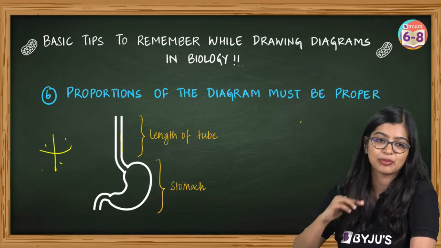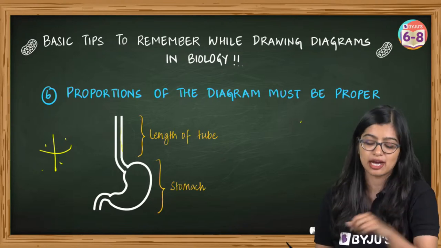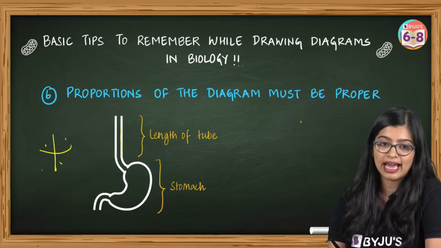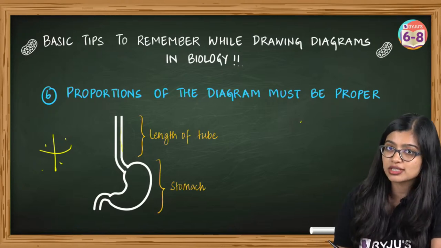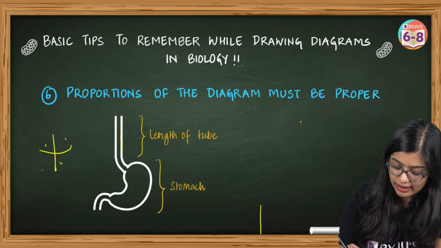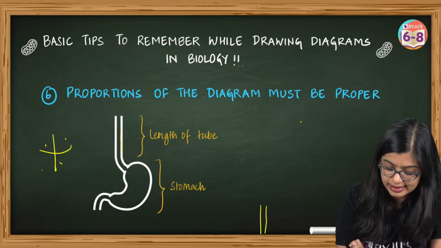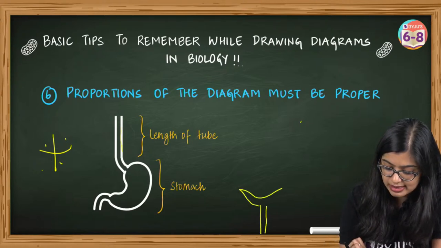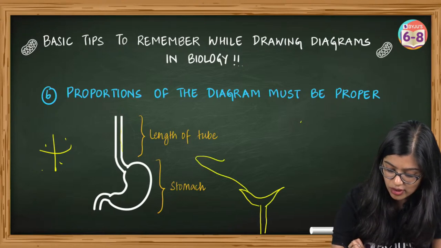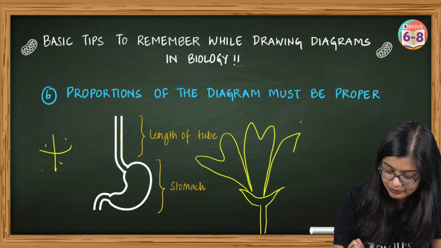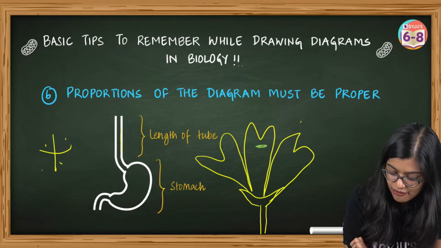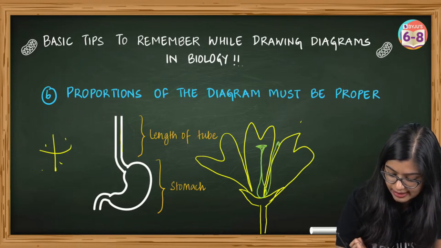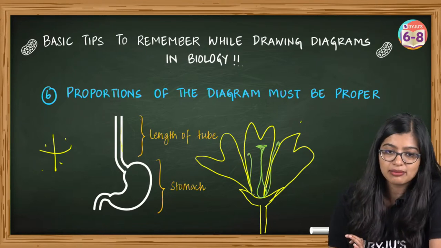I'll give you a different example. You all know the flower diagram, no? We all have the structure of the flower. Normally, when we draw it, we draw the stalk, then the sepals like this, then the petals here. I'm drawing a very rough diagram, so it looks a little dirty. Then in the center, we draw all the reproductive parts. Normally, we will draw something like this.